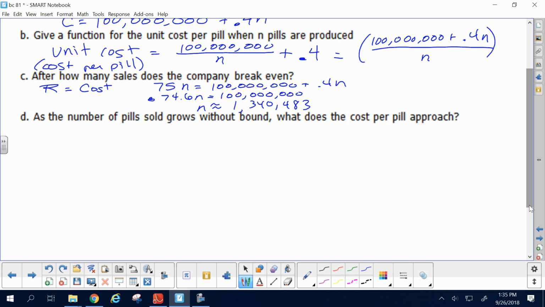Brilliant. As the number of pills sold grows without bound, what does the cost per pill approach? Here's the cost per pill, right here. And so if I take the limit as the number of pills grows without bound on 100 million over N plus 0.4, what does that cost per pill approach?